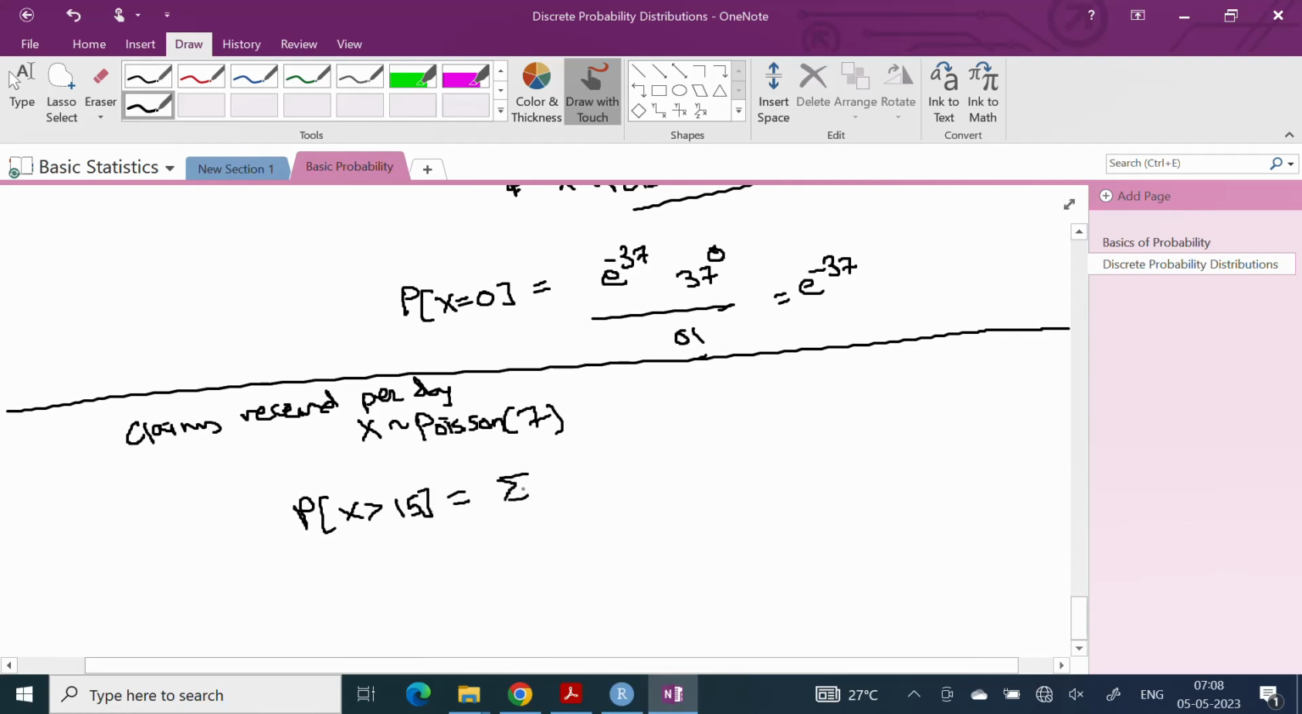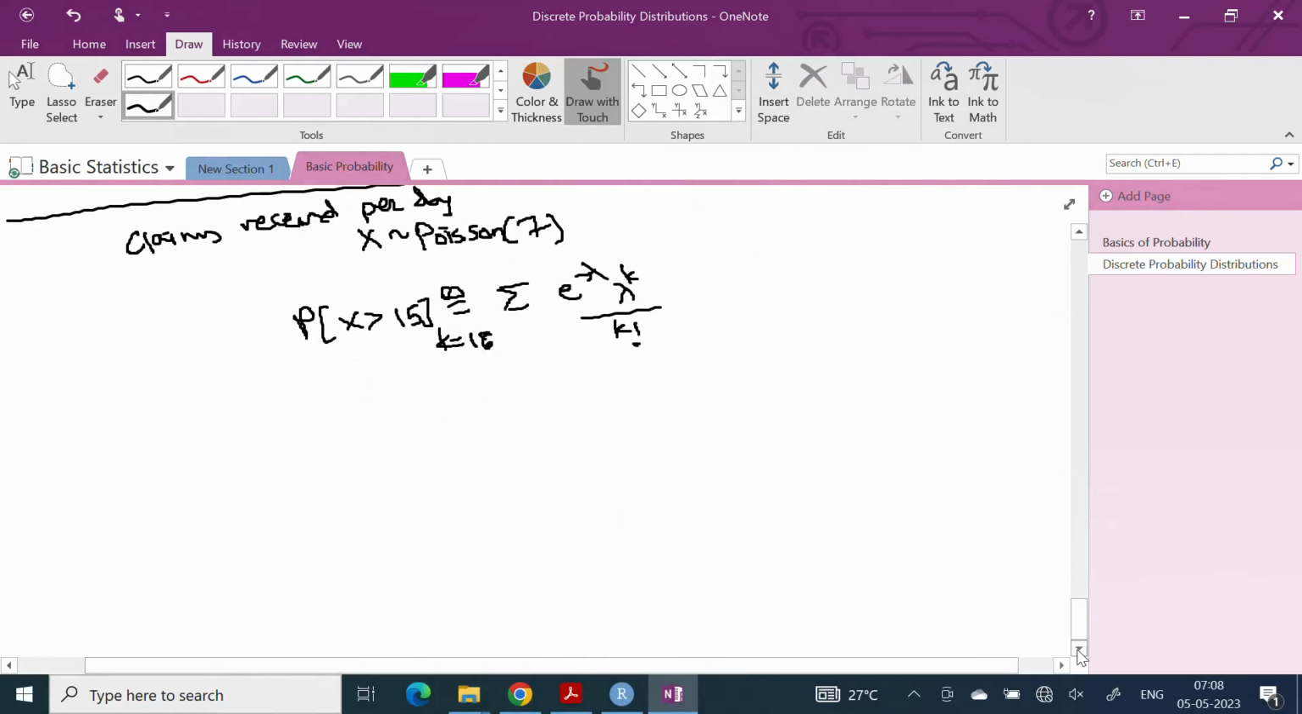So that would be computed as e raised to minus lambda, lambda raised to k upon k factorial, because this is the individual probability of a single k. And we want to talk about X greater than 15. So we will talk about values of k going from 16 to infinity. This is a convergent series. So the probability of X being greater than 15 is this. This is the way in which Poisson distribution can be used.